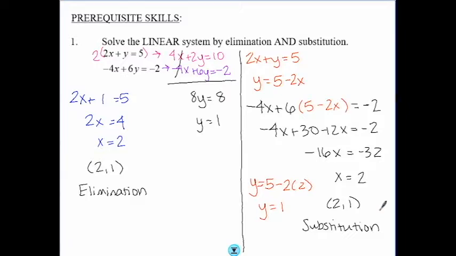Both methods will get you the same answer. Sometimes one method is easier to do than the other one. It just depends on the problem.